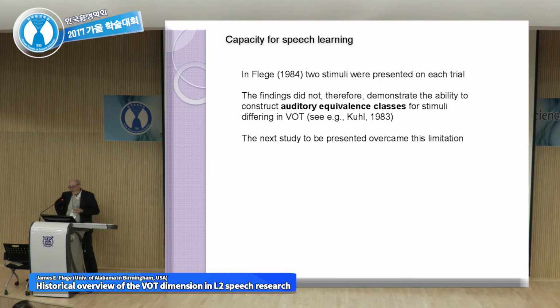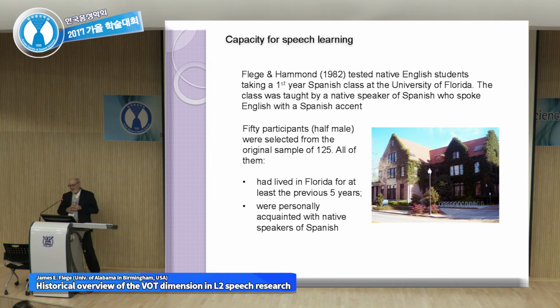The findings, therefore, don't demonstrate the ability to construct auditory equivalence classes for the stimuli differing in VOT. The next study, however, overcame that limitation. In 1982, Bob Hammond and I tested native English students taking a first-year Spanish class at the University of Florida. The class was taught by several native speakers of Spanish who spoke English with rather strong Spanish accents.